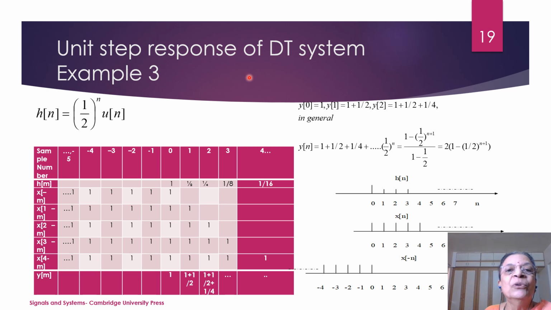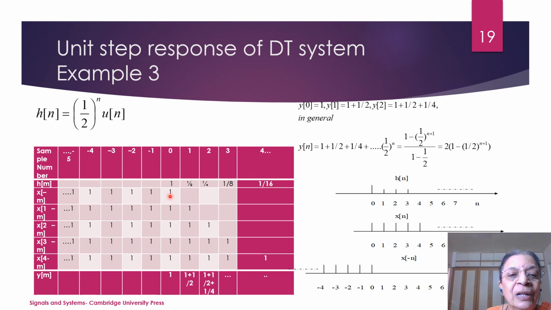Now consider the unit step response of a DT system. This is one more example that I am considering. Hn is given as half raised to n un. So how will it be? At 0 it will be 1. At 1 it will be equal to half. At 2 it will be equal to 1 by 4. At 3 it will be equal to 1 by 8. At 4 it will be 1 by 16, and so on.